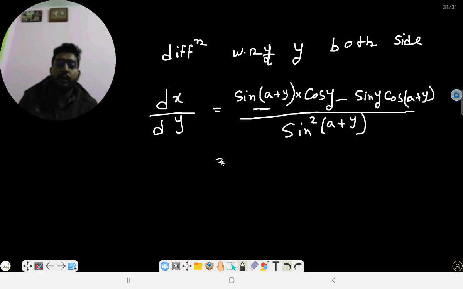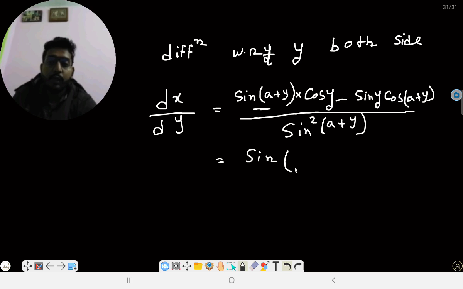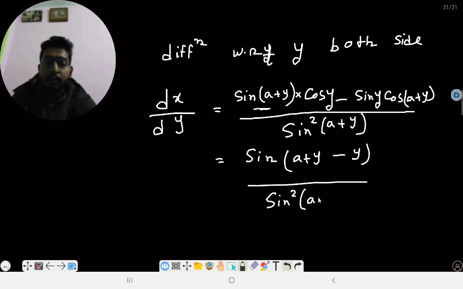Now look at the numerator. If I see the numerator here, it is the sin a cos b minus cos a sin b formula. So what was the formula? Sin a cos b minus cos a sin b. The trigonometry formula is sin(a - b). So the formula gives sin a, divided by sin²(a + y). So we can see y and y cancel out. So this is my dx/dy.